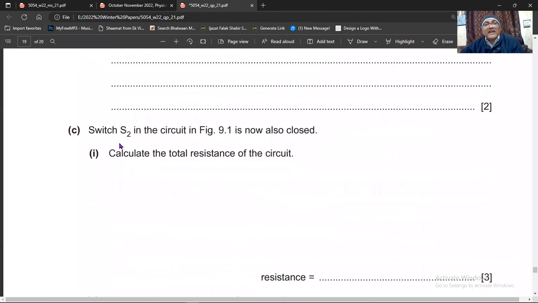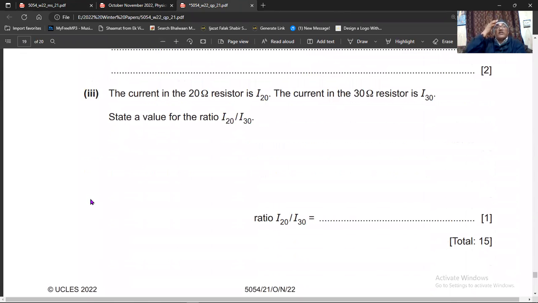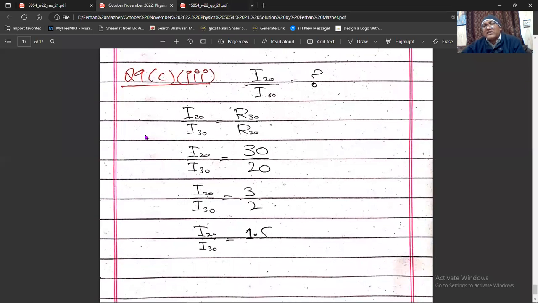So the next question is question number 9, part C, its third portion. The question is: the current in the 20 ohm resistor is I20 and the current in the 30 ohm resistor is I30. State a value for the ratio of I20 to I30. Because they are parallel to each other, the current flowing through them is inversely proportional to their resistances. So I20 by I30 will be equal to the resistance 30 by the resistance 20. That is 30 ohm and 20 ohm, so it will be 3 by 2, and that will be 1.5.